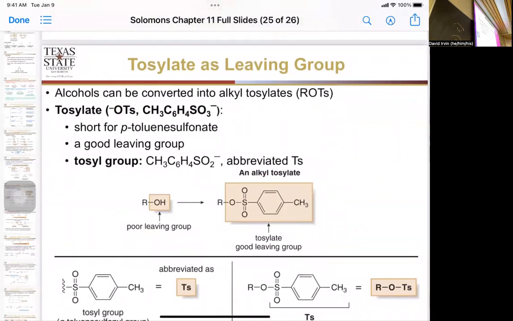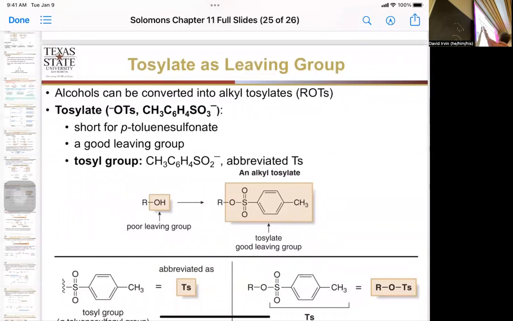Okay, continuing on with this theme, we're going to turn something into a better leaving group by reacting it with a sulfuric acid derivative. Sulfuric acid is a very strong acid, right? So when it's displaced, it's a very weak base, making it a good leaving group. Remember, good leaving groups are very weak bases. The weaker the base, the better the leaving group.